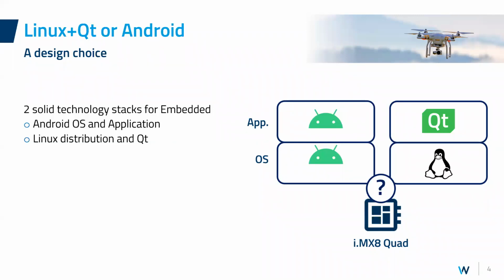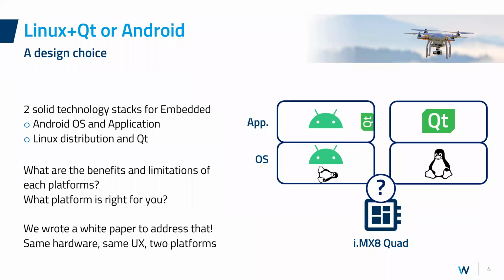In our case, because we wanted to understand the difference between the two and share that with you, we asked ourselves that question: what are really the benefits and limitations of each platform, which one is right for you? And to answer that, we wrote a white paper. For that white paper, we used the same platform, same target application, same user experience, and two different OS and application stacks. So that's Android on your left and Linux on your right with Qt.